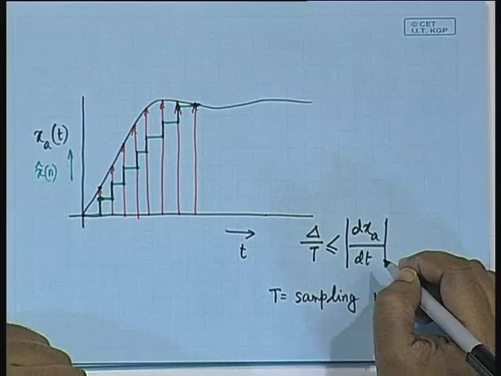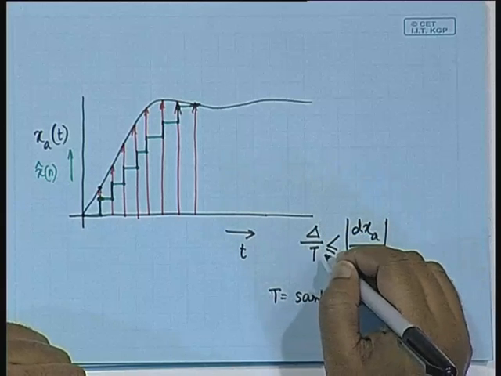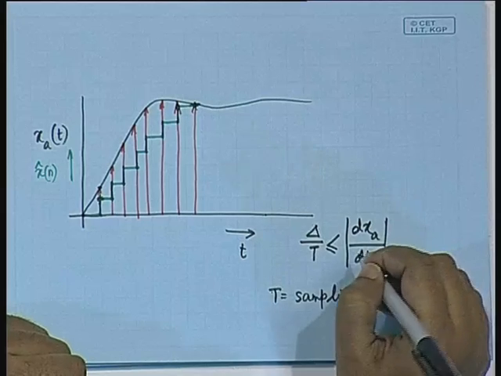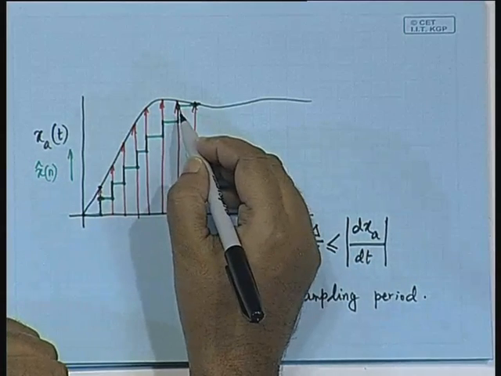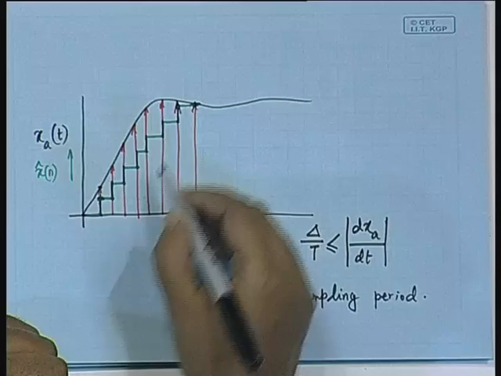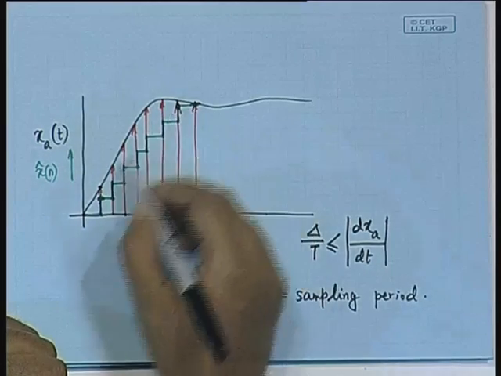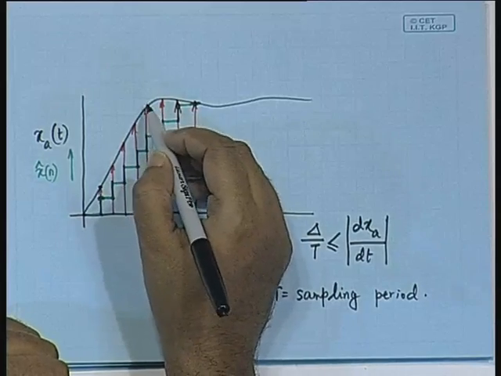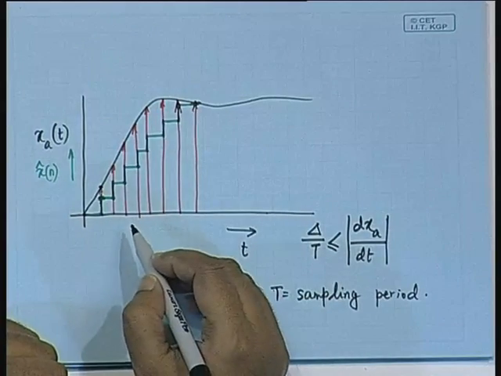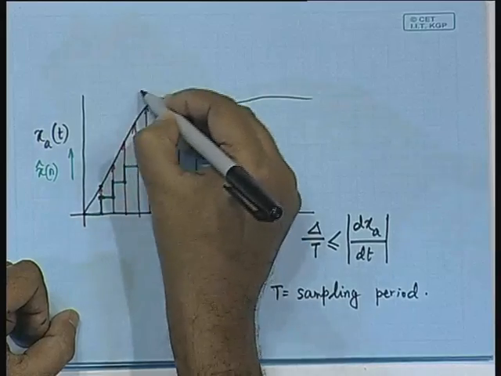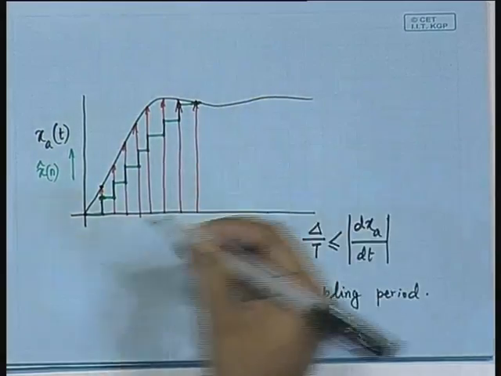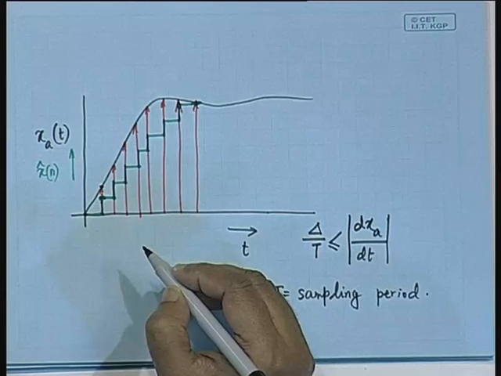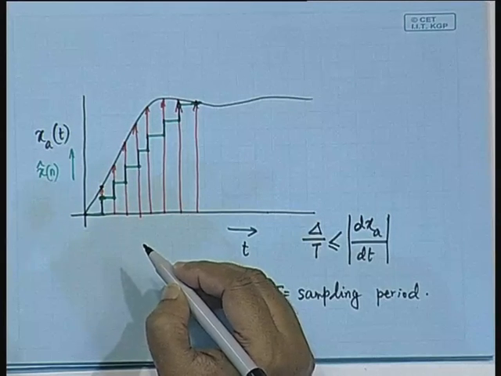We could not have tracked it properly. So, if delta by T is less than or equal to dxa/dt, it would have meant what we have actually been speaking about. Here the time derivative of this step size increment is less as compared to the time derivative of the signal. If the signal would have been further steeper like this, then it would have failed considerably, and the error in prediction would have been much more, right.